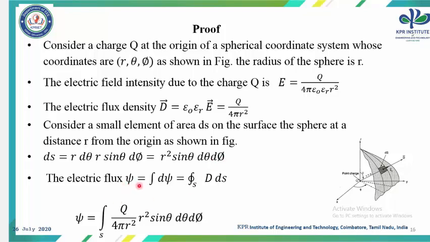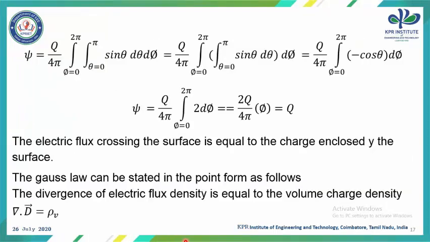The electric flux psi equal to the closed surface integral of D dot dS. Now you have to substitute this D value. D is equal to Q divided by 4 pi r squared. Then dS equal to r squared sin theta d theta d phi. You have to cancel the common factor. Then the remaining is psi equal to Q by 4 pi integral sin theta d theta d phi.